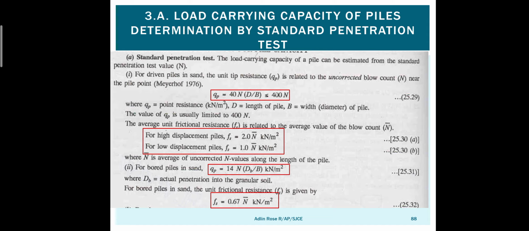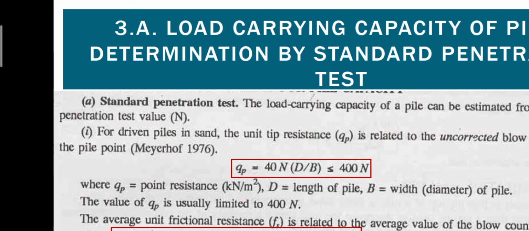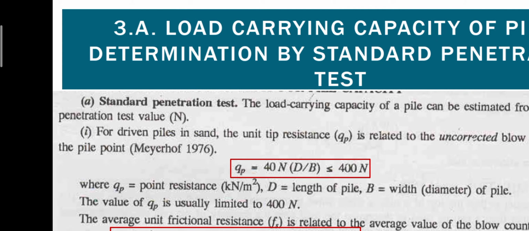Two formulas: qp is equal to 40 N into D by B, or 400 N. We use the least of these values. So qp is the tip resistance, equal to 400 N. N is the standard penetration number. D is here the length of the pile.